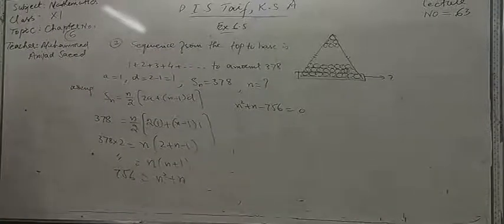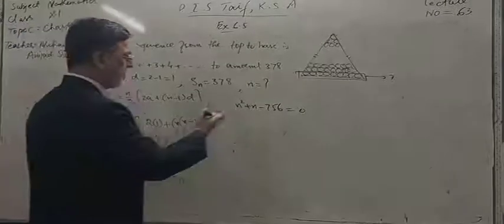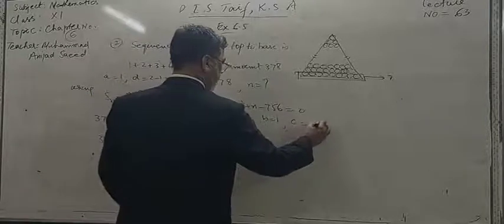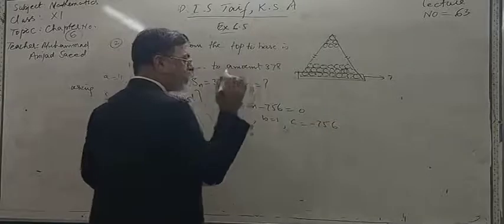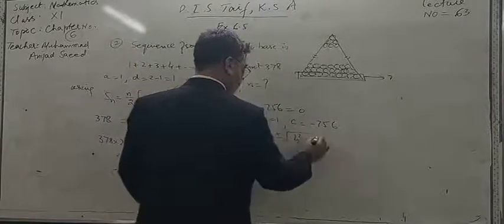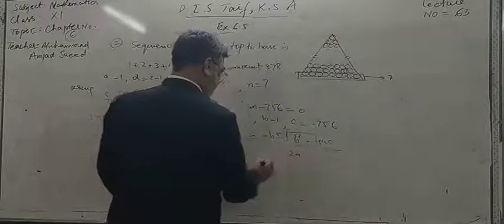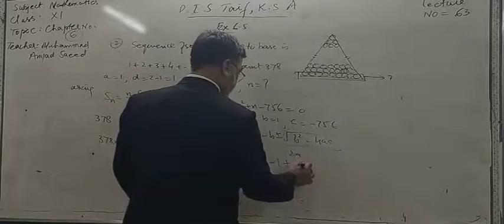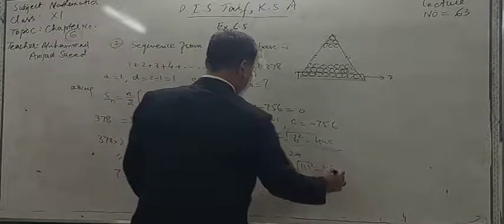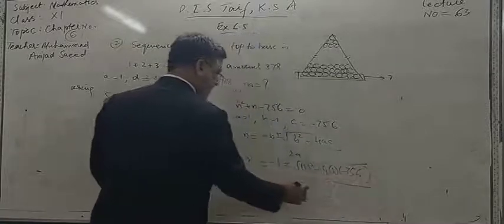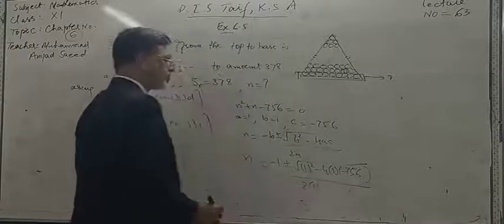Now if you have the number, this is a big number, you can have a is equal to 1, b is equal to 1, c is equal to minus 756. Apply the quadratic formula. n is equal to minus b plus minus square root of b square minus 4ac over 2a. So n is equal to minus 1 plus minus, b square is 1 square is 1, minus 4 into 1 into minus 756, over 2 into 1.